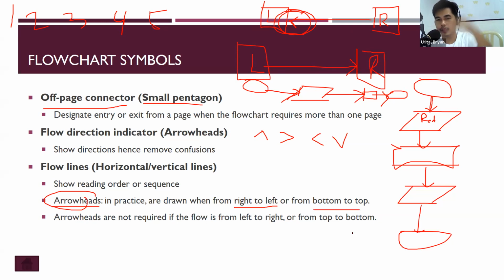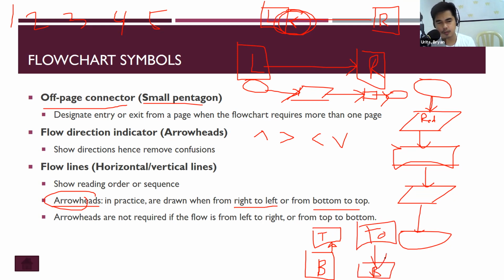Ganun din kapag magsisimula sa baba, pataas. So bottom, going top. So if that is the direction, kailangan natin lagyan ng arrowhead. Kasi hindi siya normal eh. Magsisimula sa baba, pataas. Medyo maguguluhan ka. So kailangan mo ng arrowhead. Pagka magsisimula naman sa top, papunta sa baba, kahit hindi na natin lagyan ng arrowhead. Again, small details lang ito mga to. And I will keep mentioning that one later on when we do some examples.